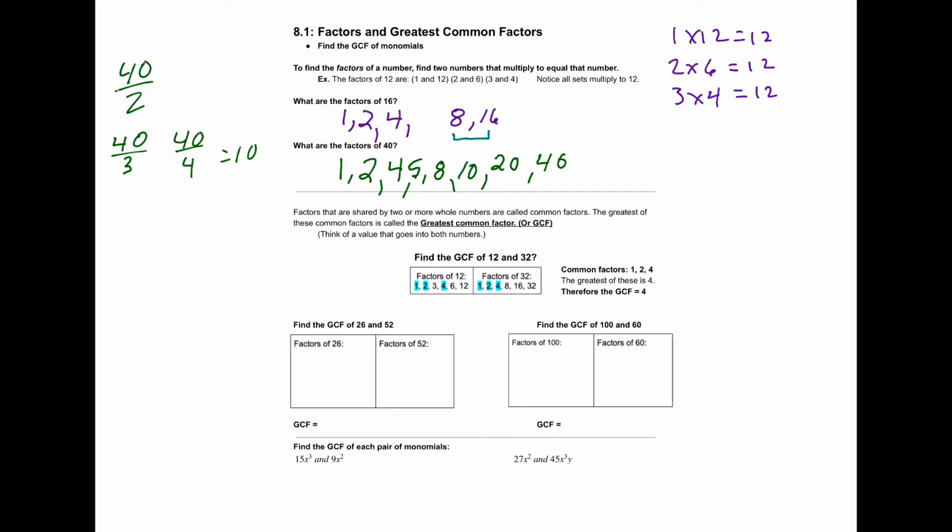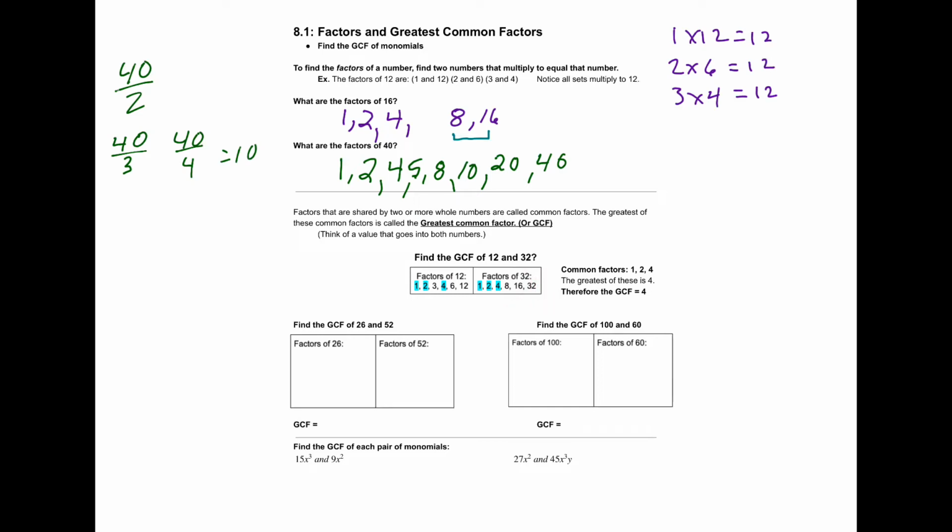Factors that are shared by 2 or more whole numbers are called common factors. The greatest of these common factors is called the greatest common factor, right? Math people, not creative. So if we look at our example here of the GCF of 12 and 32, we have here listed our factors of 12, which once again are these 6 numbers here, 1, 2, 3, 4, 6, and 12. And then we have our factors of 32, which would be 1, 2, 4, 8, 16, 32.